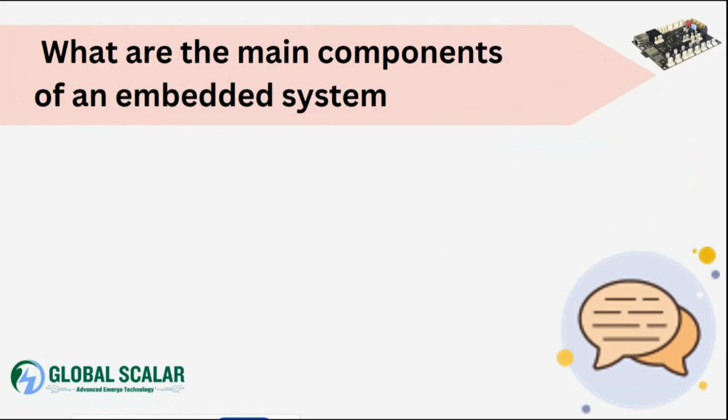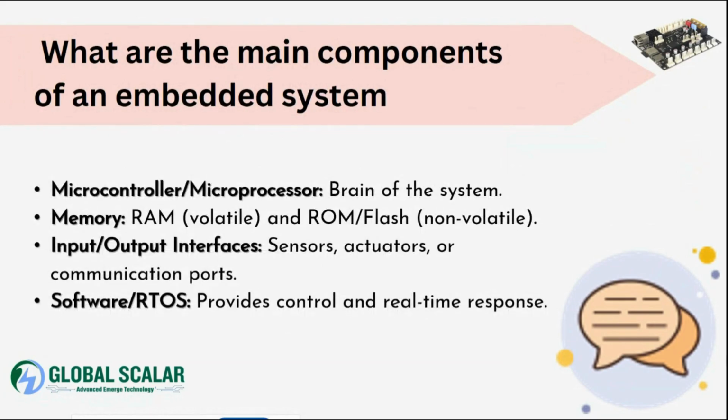What are the main components in an embedded system? Microcontroller, microprocessor, memory, input and output interfaces, and software and RTOS. So these are the main components involved in the embedded system. Here, the microcontroller or microprocessor is the brain of the system. Memory, we have RAM and ROM. Input and output interfaces are sensors, actuators, and some communication ports.